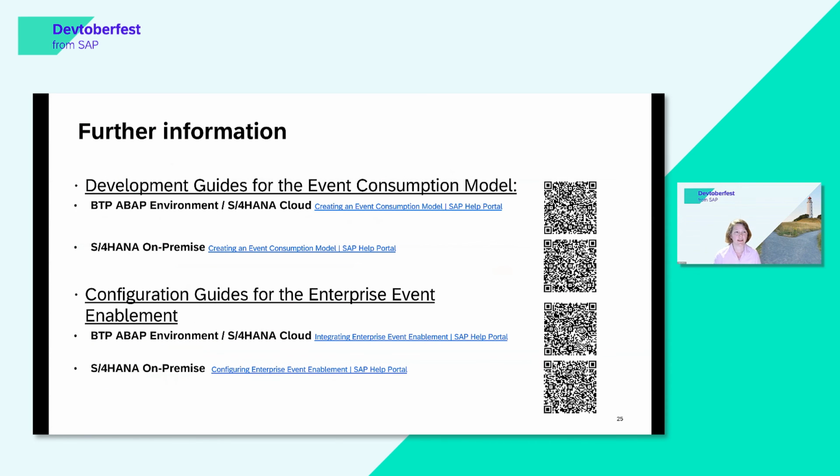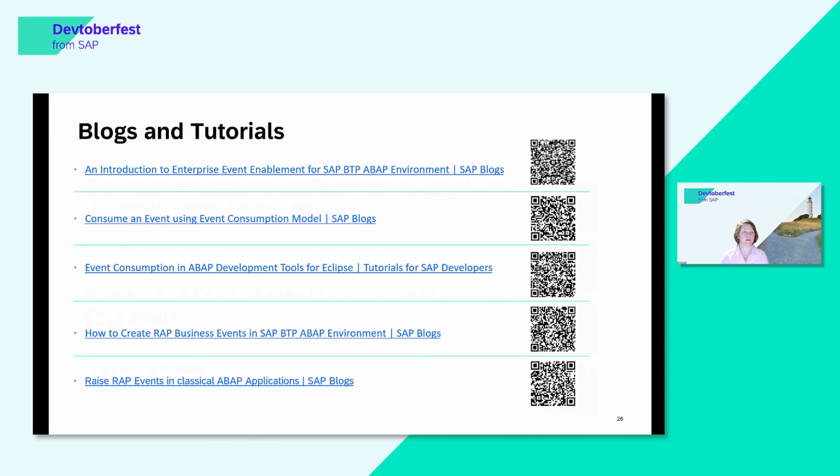Maybe one step back. So further information about development guides and configuration guides for the event consumption model you will find here for the S/4HANA Cloud, BTP ABAP environment, as well as on-premise. And if you want to have some more fine granular and guided information about how to start with event-driven architectures and how to start with development of RAP event producers and event consumers, you can find tutorials and blogs here.